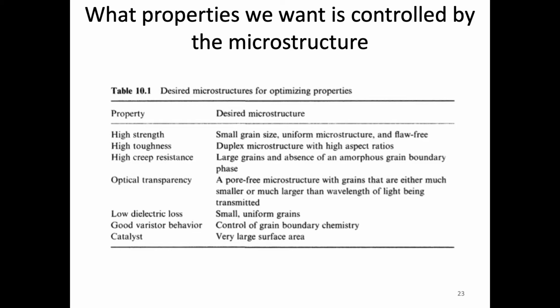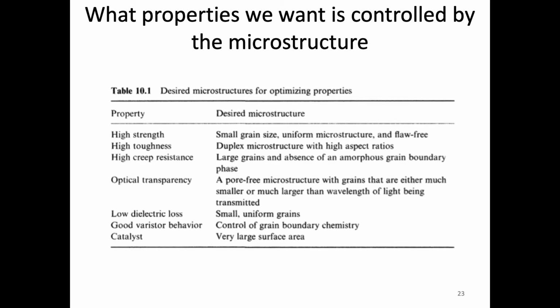Oftentimes we're using ceramics for optical applications. So if we want transparency, we want to get pore free, so eliminate pores as much as possible, and then have grains that are either smaller or much larger than wavelengths, so that we have transparency.